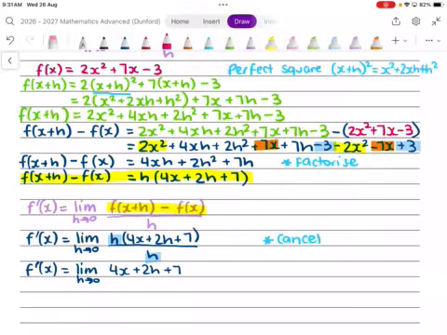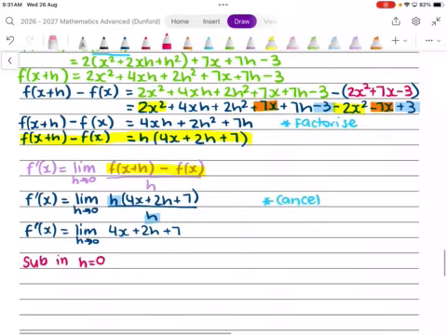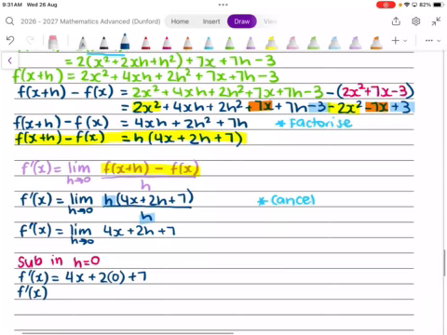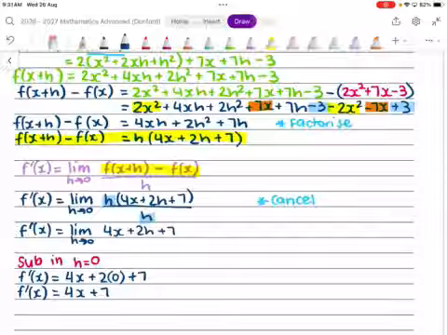Now, to remove our limit, what we have to do is sub in h equals 0. So we'll get f dash x is equal to 4x plus 2 lots of 0 plus 7. So f dash x is equal to 4x plus 7. And this question didn't ask us to find the gradient of the tangent at a point. It just asked us to differentiate. So the derivative of what we started off with, which was our 2x squared plus 7x minus 3, is equal to 4x plus 7.